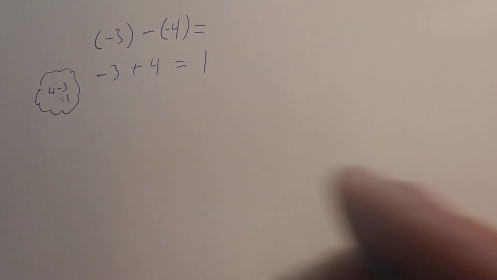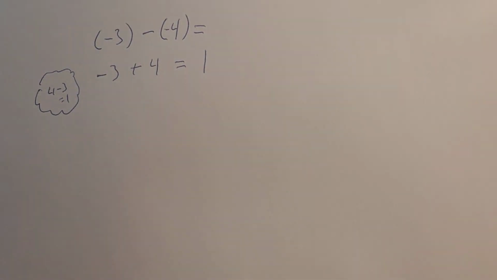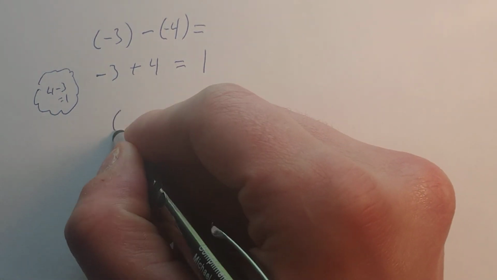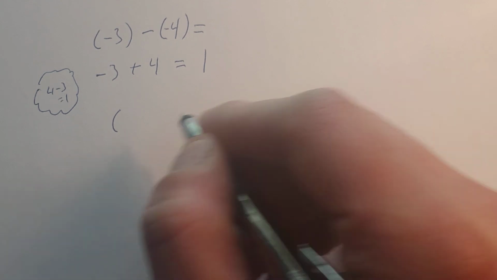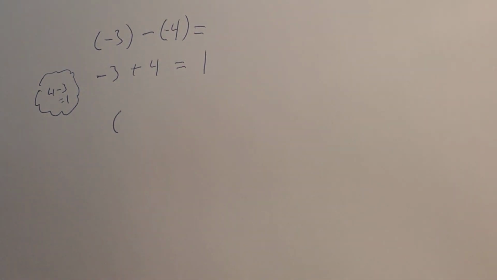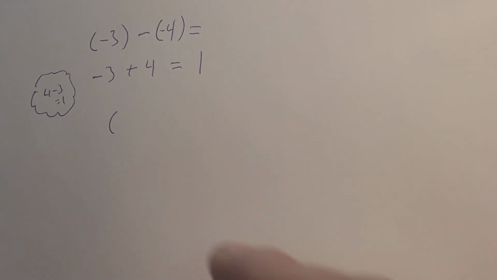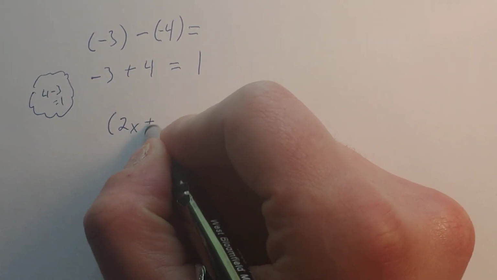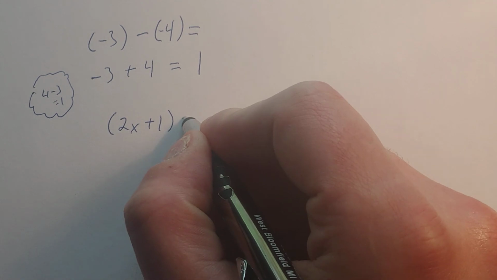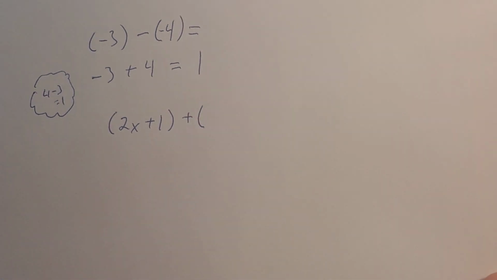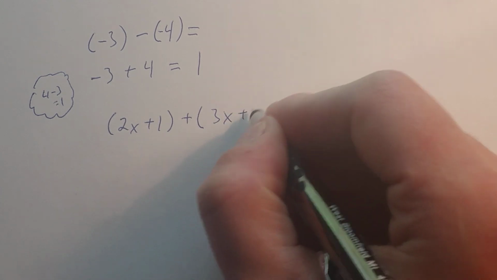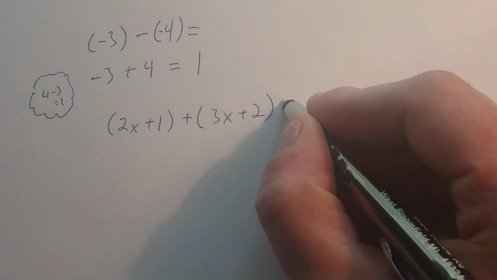And that kind of carries over when we were doing adding and subtracting linear equations. So we might have something like this. Let me pause this. When we looked at linear equations, we were looking at something like 2x plus 1, plus, so right now I'm just going to look at addition, 3x plus 2. So right now we're just going to be adding all of these.